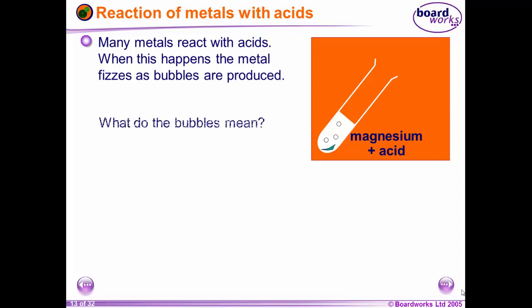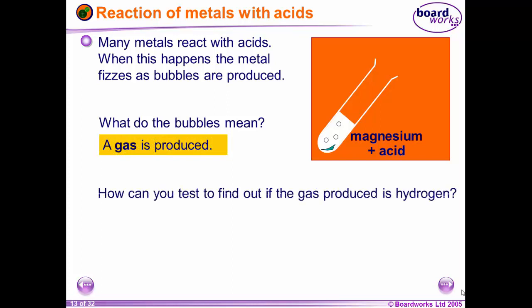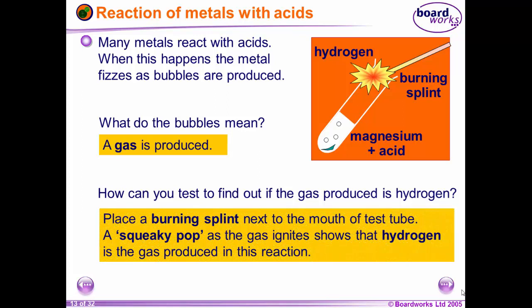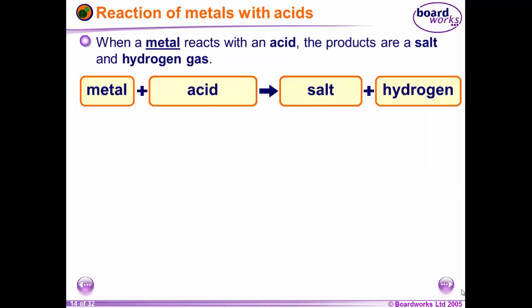So let's say there's magnesium and acid. What do the bubbles mean? It means there's a gas produced. And how can you test to find out if the gas produced is hydrogen? What you do is you put a burning splint at the top and you get what's called a squeaky pop as the gas ignites, and that means it burns, which means that hydrogen is produced in this reaction. So magnesium and acid produces hydrogen.